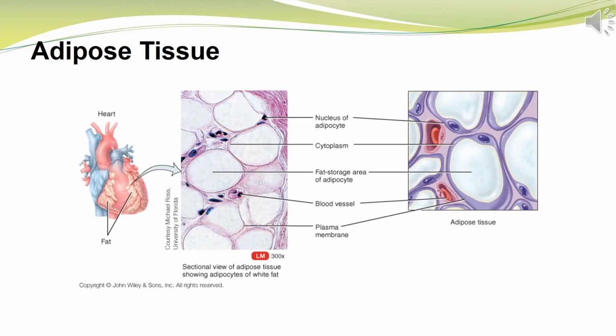And here's a picture from your book of the adipose tissue surrounding the heart. And yes, we need fat on our heart because it helps protect and cushion the heart. Anyway, here you can see the fat storage area of adipocytes is this big old white part within the cell. And here you can see the nuclei are these little black dots. And they don't have much cytoplasm because it's just kind of in between the adipose storage area and the cell membrane. And then it points out the blood vessels in the adipose tissue and the plasma membrane.